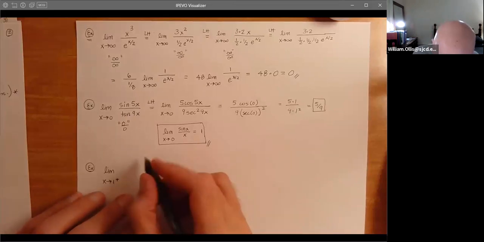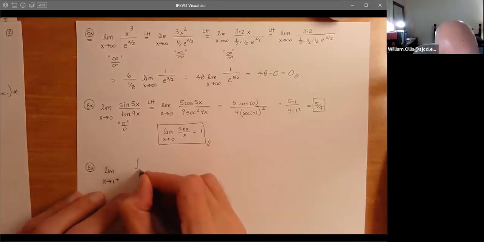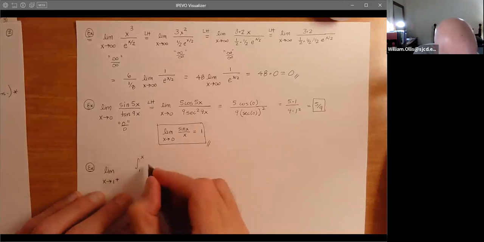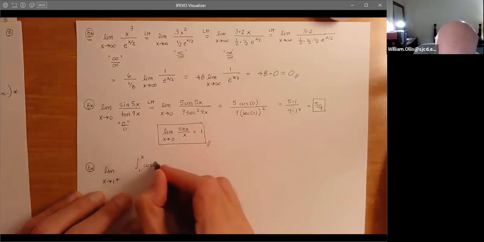So now we have the limit, the numerator, we have the indefinite integral from 1 to x of cosine theta d theta.